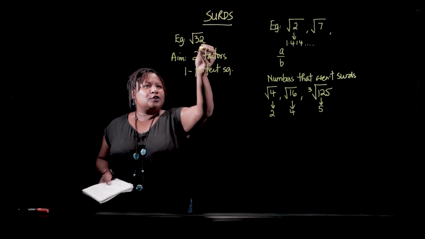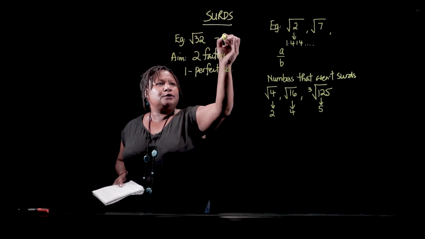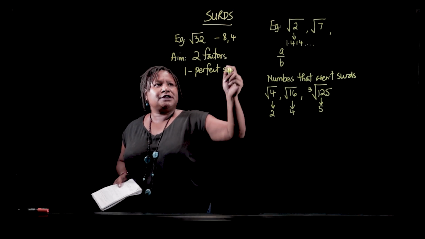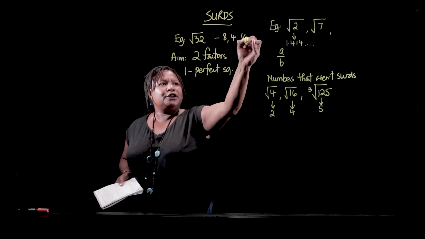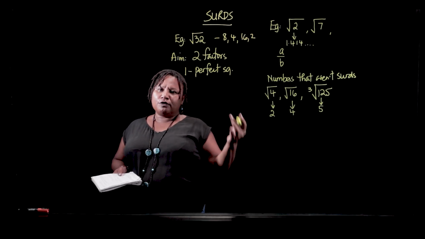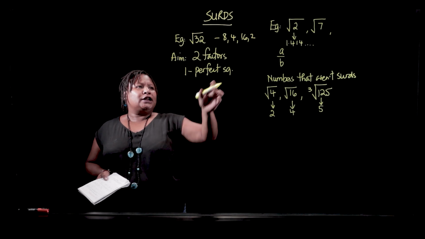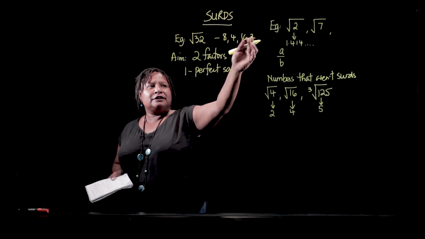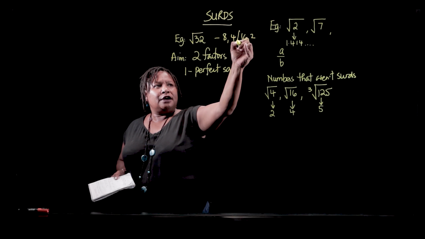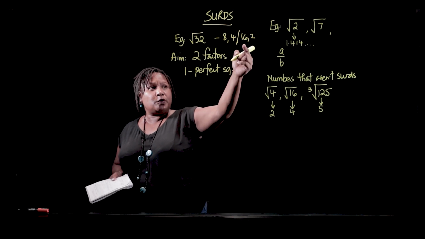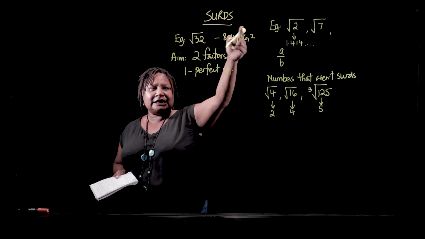All right? So factors of 32 will include 8 and 4. 4 is a perfect square, all right? Then you have 16 and 2, all right? And then, of course, 32 and 1. But these pairs of factors include perfect squares, and the highest possible square number is 16.